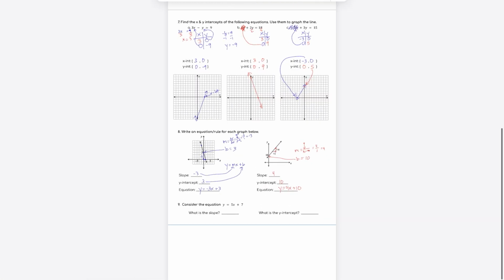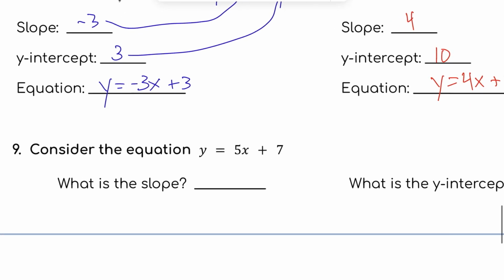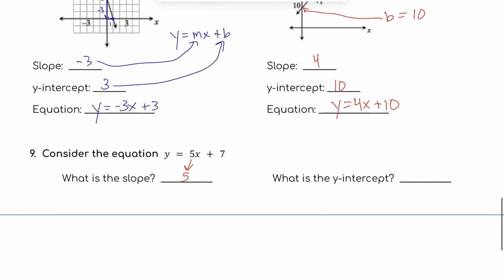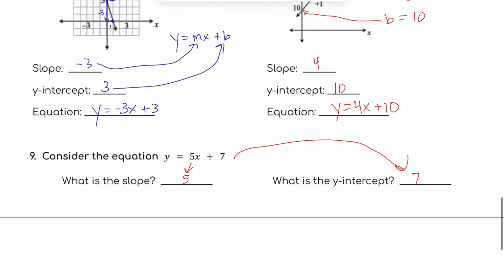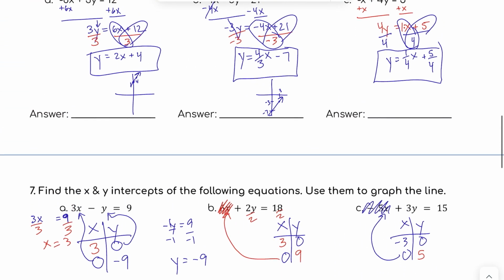Okay, let's see, is that it for those two? Yeah, okay, so for this one, consider the equation. What is the slope? Okay, 5 is the slope. What is the y-intercept? 7 is the y-intercept. That's pretty easy. And I think that is it.